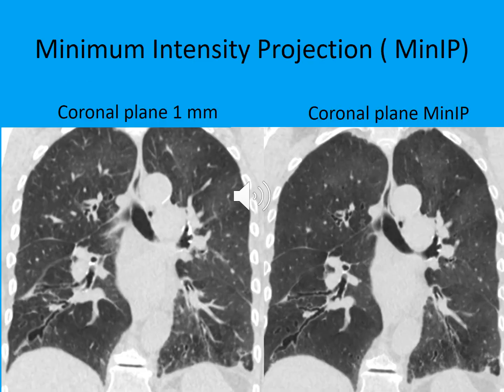bronchiectasis. There's a very useful post-processing technique called minimum intensity projection, or MINIP, that allows better visualization of abnormal airways, but also helps to visualize abnormal areas of the lungs due to airway disease. And this is called mosaic attenuation, and on scans in expiratory phase, air trapping. Please see the darker areas of the lungs.